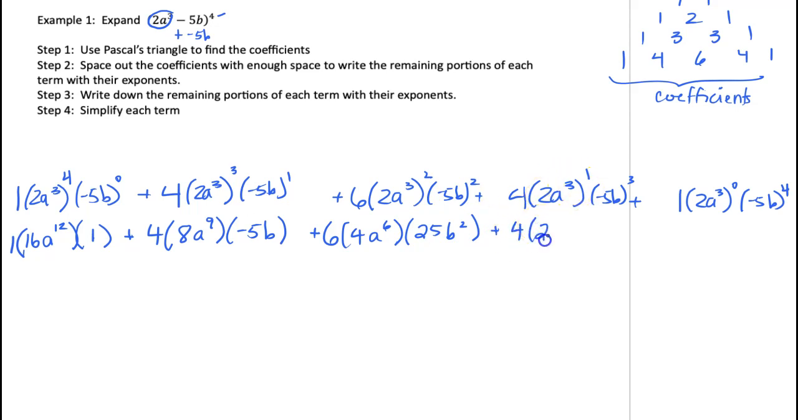2 to the first is 2, and a cubed to the first is a cubed. A negative cubed is a negative, and 5 cubed is 125, and then we have b to the third. 1 stays a 1, 2a cubed to the 0 is also going to be a 1, and negative to the 4th power is positive, and 5 to the 4th power is 625, and then we have b to the 4th.